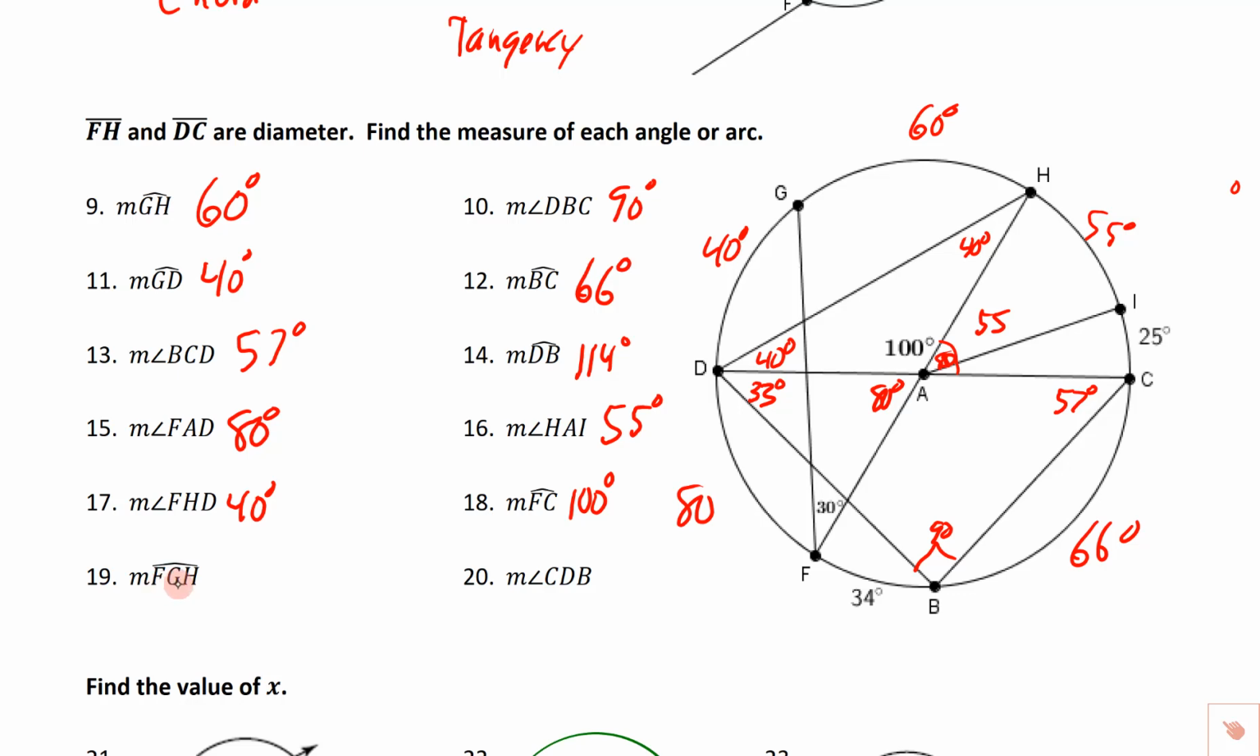And then arc FGH, so this big one around here, so that's going to be the 60 plus the 40 plus the 80. Well, wait just a second, since that's a diameter, that's going to be a semicircle, so that's going to be 180 degrees. And then angle CDB, so C, D, and B, so that's this one right here, that's our 33 degree angle right there, so 33 degrees. So, whoops, make that 80. Okay, so there are the answers to that one.